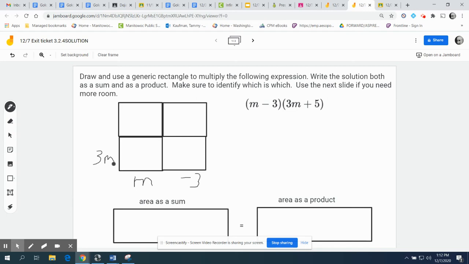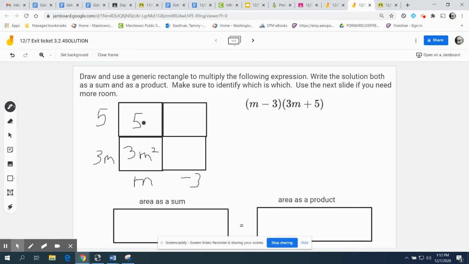And remember when we were building these, I liked to put the x squared or the m squared in the corner here. And that's why that really leads nicely into the generic rectangle. Okay, so what we're going to do is multiply 3m times m, because the area of this rectangle, this dimension is 3m and this is m. Well, 3m times m, we learned with our exponent rules, is going to be 3m squared. And then I'm going to take 5 times m, and that's the same as 5m.